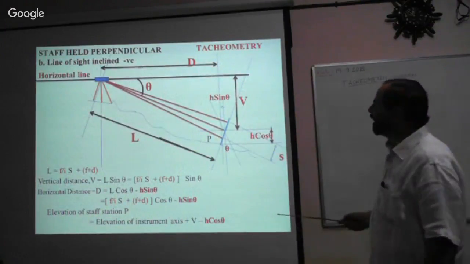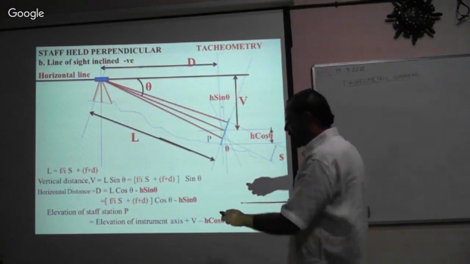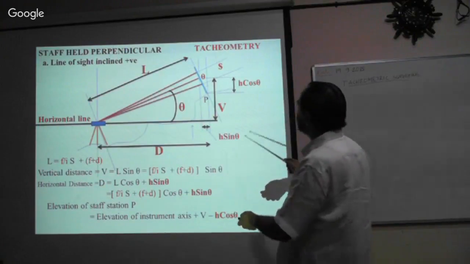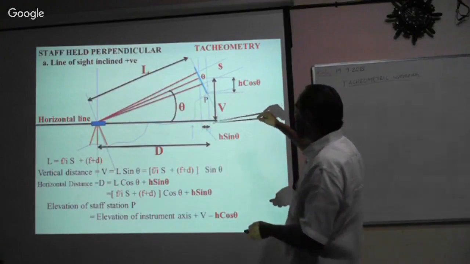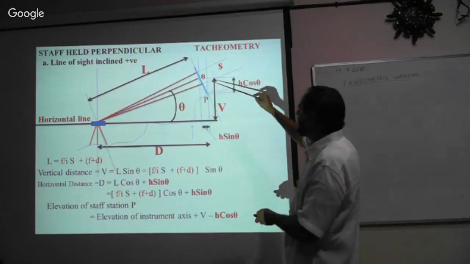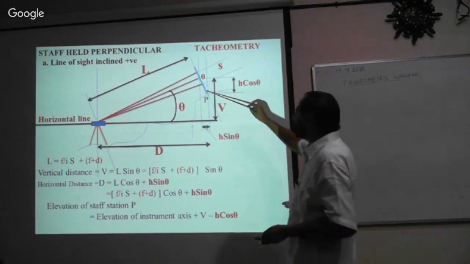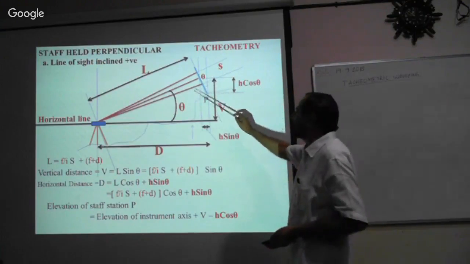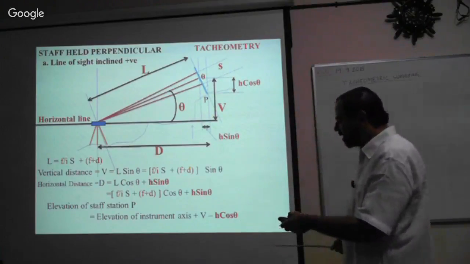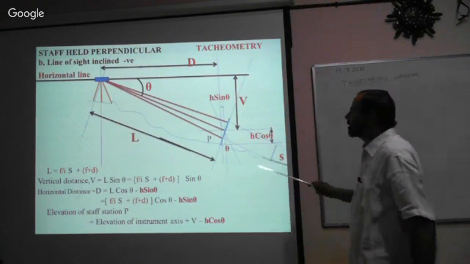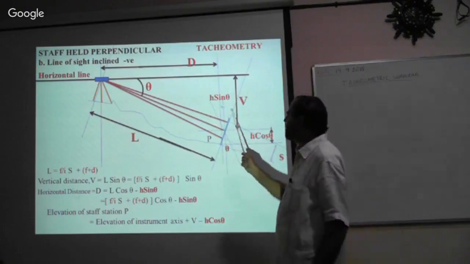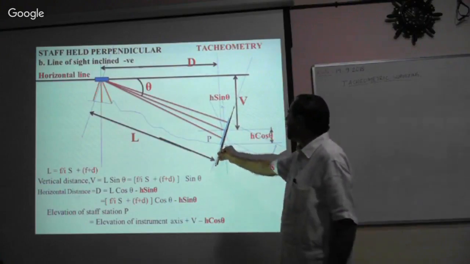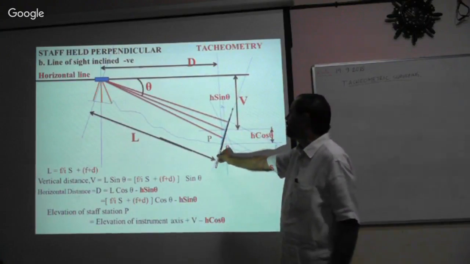And similarly, there is another case. In the previous case we had the angle of elevation, with the staff held perpendicular to the line of sight, and the line of sight is inclined. And in another case, the line of sight is inclined and the staff is held vertical.